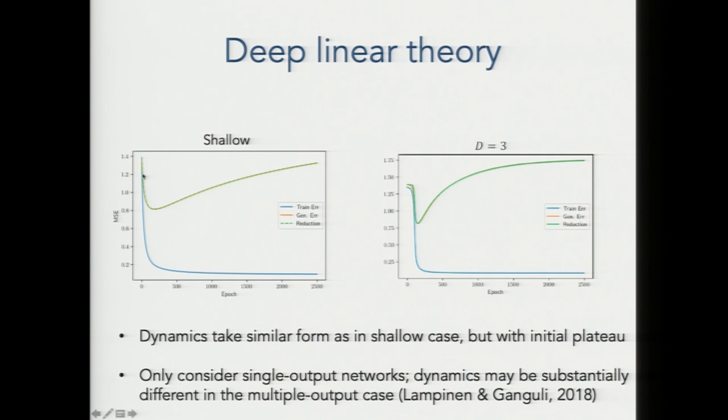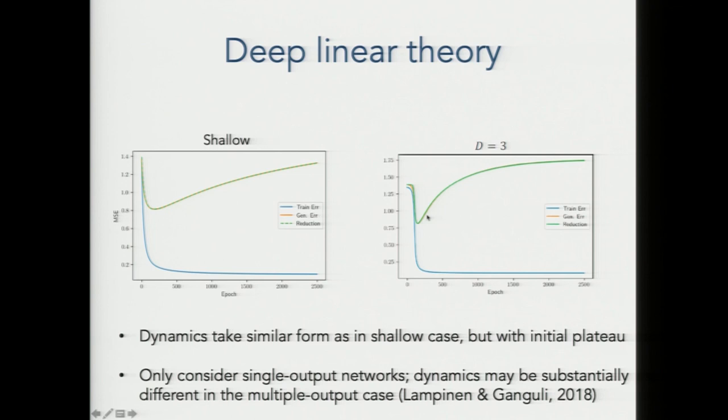And you can see that it sort of just does exponential approach to its minimum. When we start looking at the deep reduction, you can see there's this initial plateau. So things slow down near the beginning. And that's really all that depth does in this case, is add this initial plateau behavior. And in green here, I'm showing you the reduction. In orange, I'm showing you a simulation of the full model just so that you can trust that the reduction is accurate.